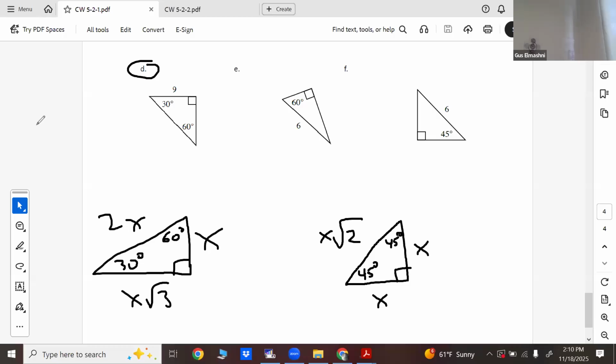Now you guys get rid of root 3 here. You multiply top and bottom by root 3. So this is what we call rationalizing the denominator. You're turning the bottom into a rational number, meaning it's a clean number, with no nasty radicals. By doing this, you get 9 root 3 over 3.